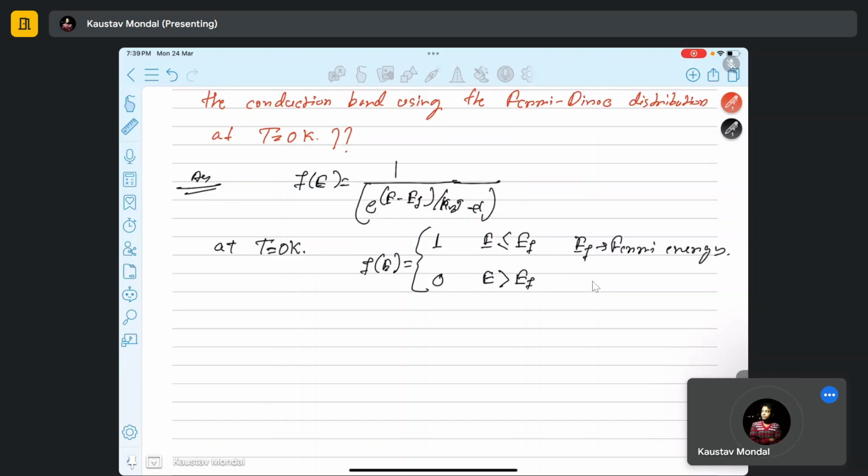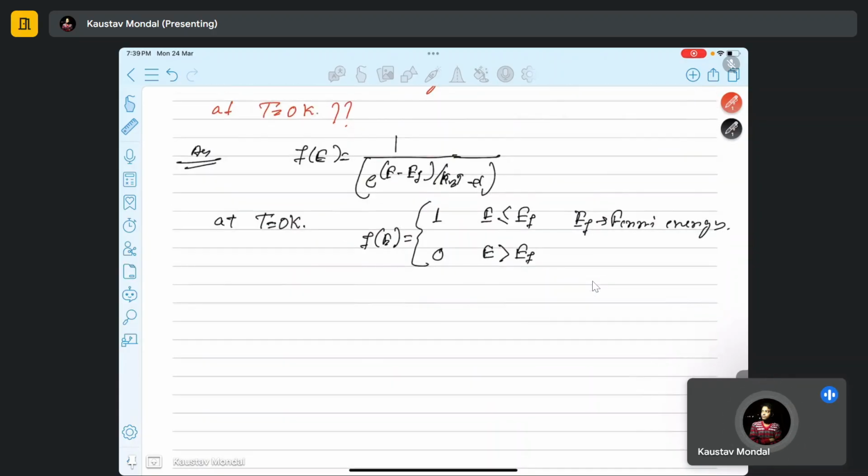So now, because in the problem itself it's mentioned that for a temperature more than 0 Kelvin, you have to calculate the distance. As these are given, you first have to find the total number of electrons.